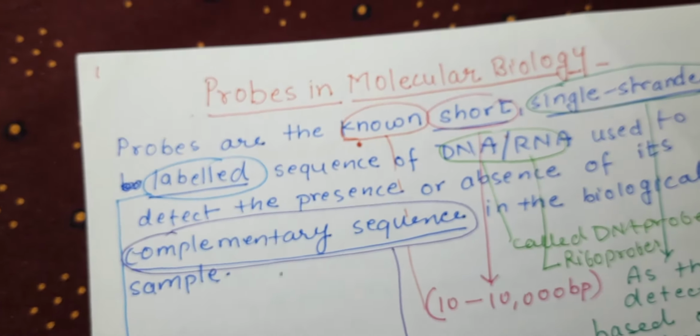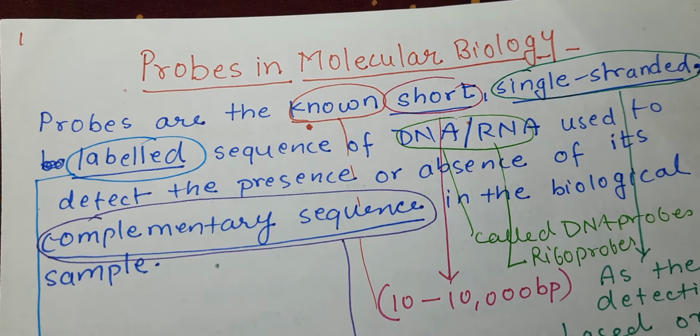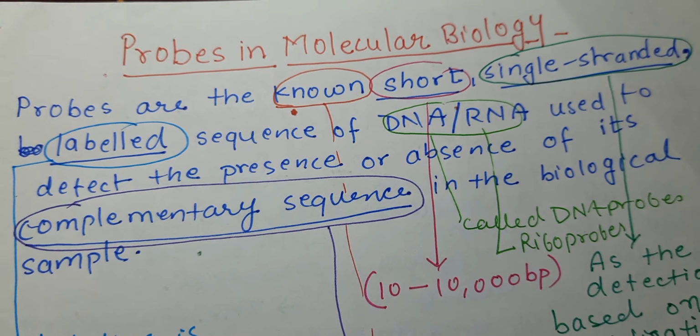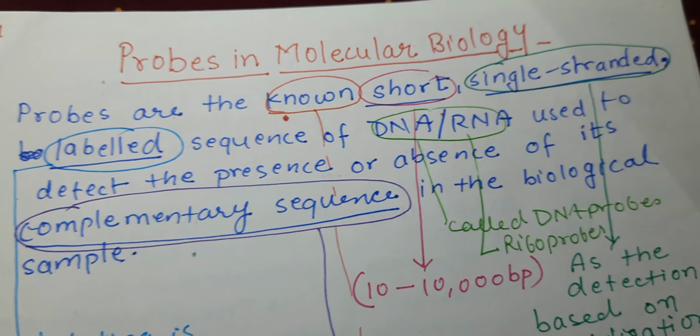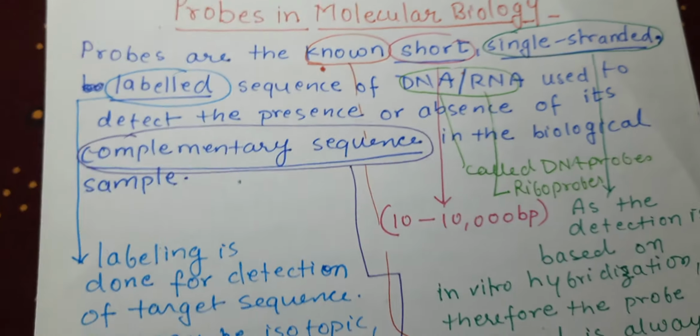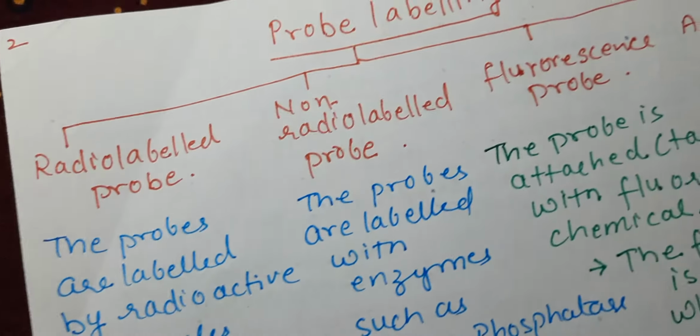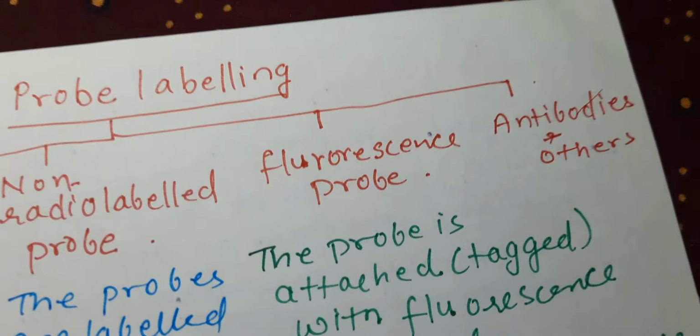So again, probes are the known, short, single stranded, labeled sequences of RNA or DNA used to detect the presence or absence of a complementary sequence in a biological sample. Now we will see the labeling part of the probe. There are radio labeled probes, non radio labeled, fluorescent, and others also.